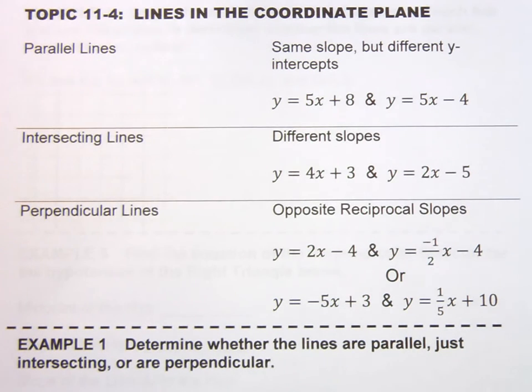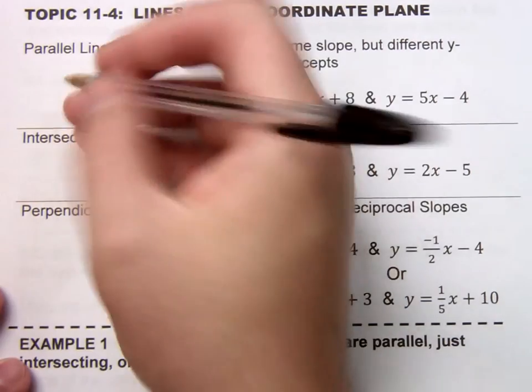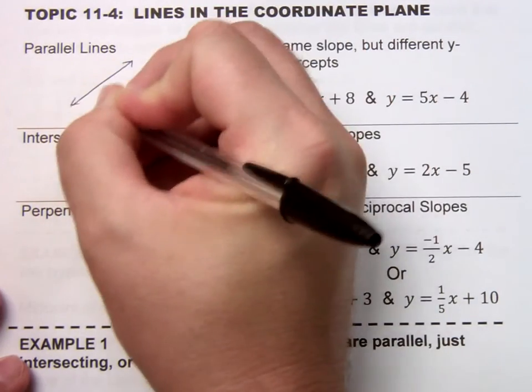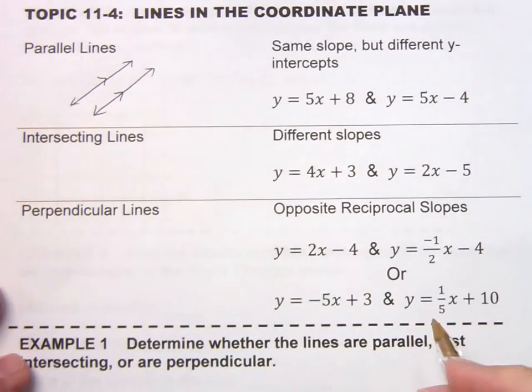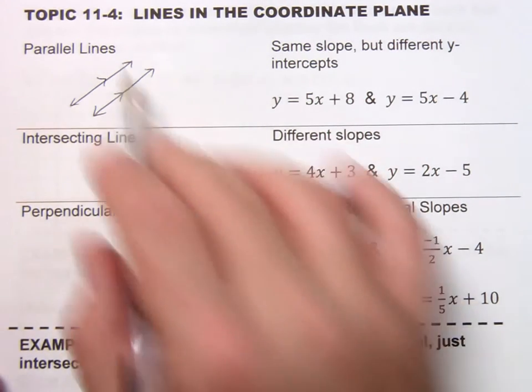Alright, we're looking at lines in the coordinate plane today. We're going to talk about the slopes of parallel and perpendicular lines. Parallel lines have the same slope. They have the same rise over run, the same rate of change, which allows them to be parallel to each other. They're always increasing or decreasing at the same rate.